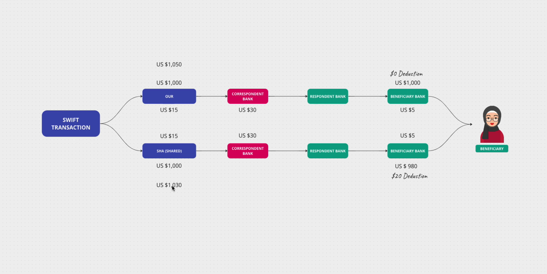So, you know what? Customers end up saying, forget it. I'm happy I got the 980, right? But these things do happen. Try to find banks that really, when you say OUR, will not do any deduction. You may have to experiment. You may have to ask around. But that is how it works.